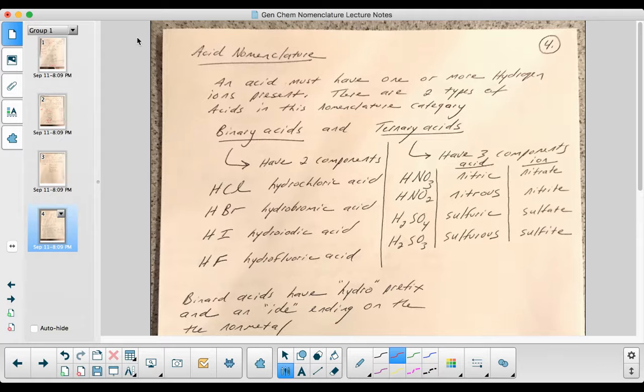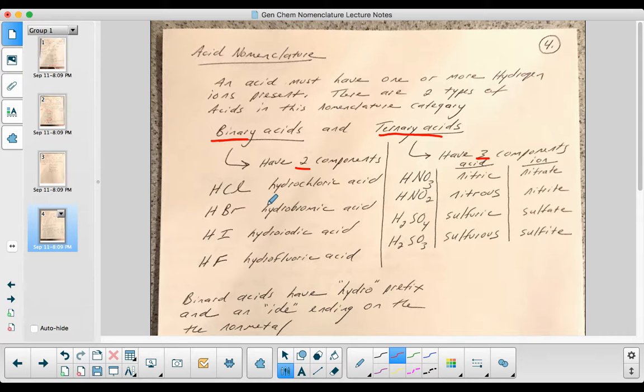Okay, last segment, acid nomenclature. So an acid must have one or more hydrogen ions present in order to be considered an acid. There are two types of acids in this nomenclature category. There are binary acids and ternary acids. The binary acids have two components and the ternary acids have three.